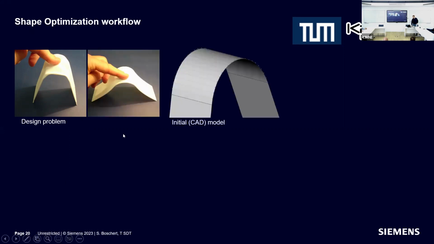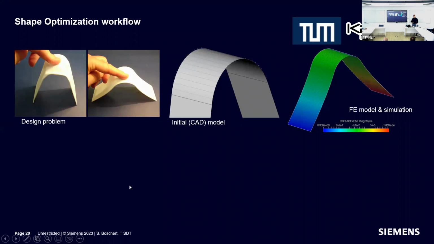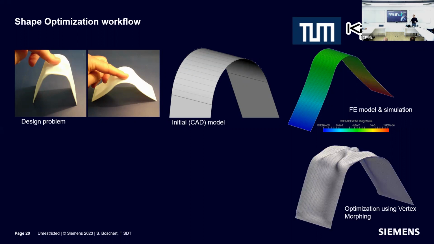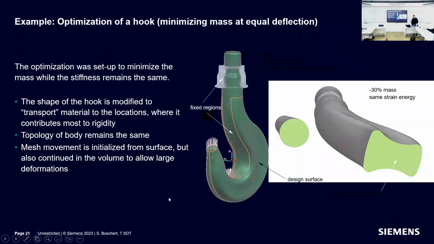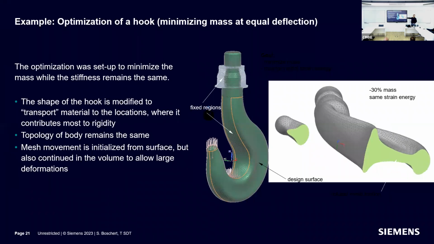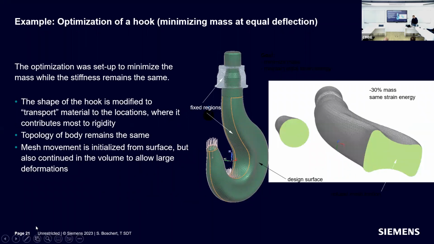into our SimCenter tool. So the general idea is that you start from the initial CAD model, you do the FE simulation, then you move nodes around to change the structure in such a way that it fulfills your goal much better, and reconstruct the CAD model backwards, and you have the design. This is actually what you can see here. Here the material is shifted just to the locations where it contributes most to the rigidity.